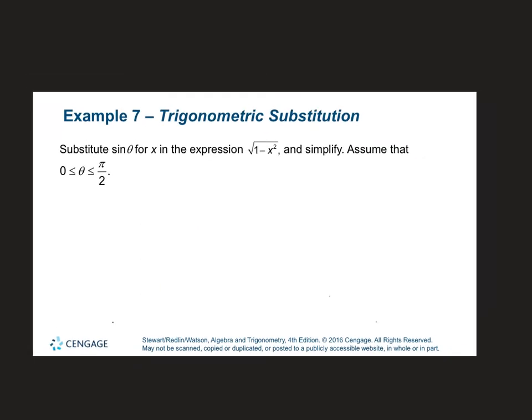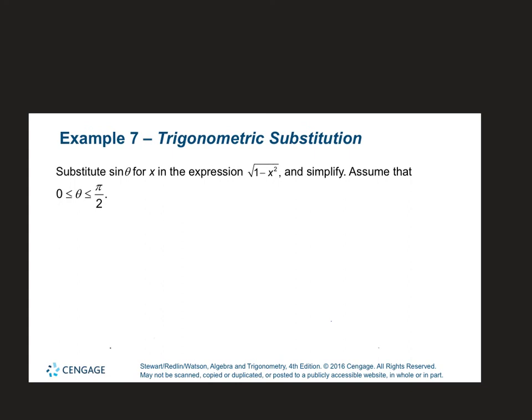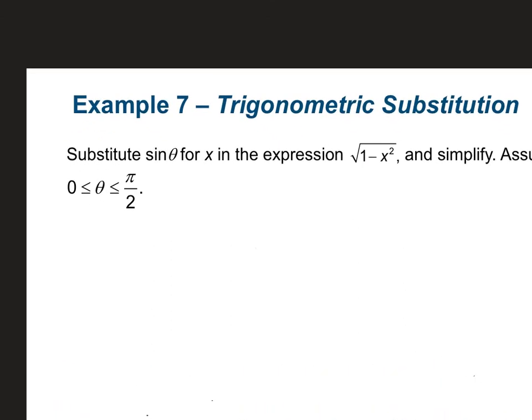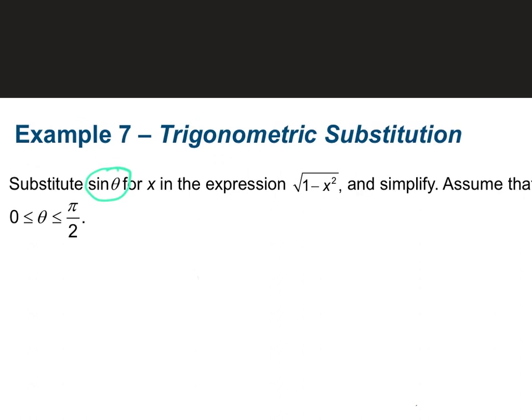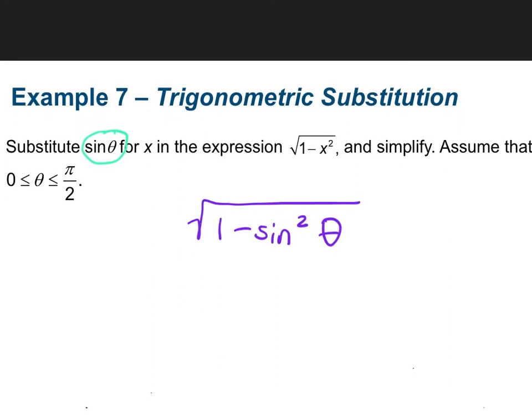Super easy. What does it mean to substitute? To switch out. So this problem says substitute sine of theta for x in the expression and then simplify. So I'm going to say I have 1, and then instead of x, I'm going to put sine. All I did was replace this x right here with sine of theta. So I have 1 minus sine squared theta.